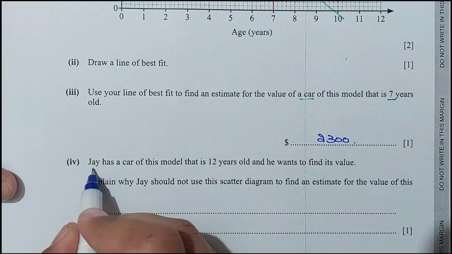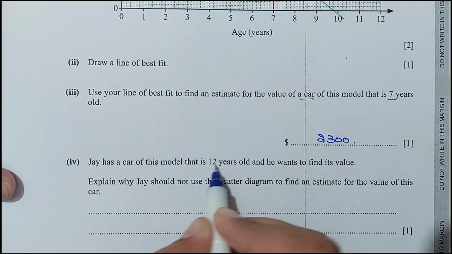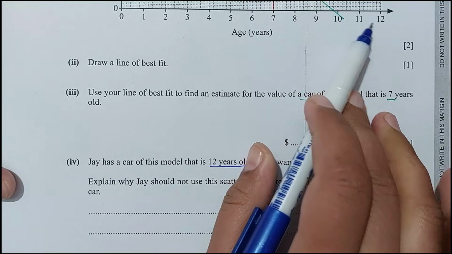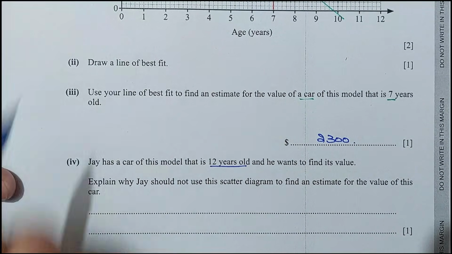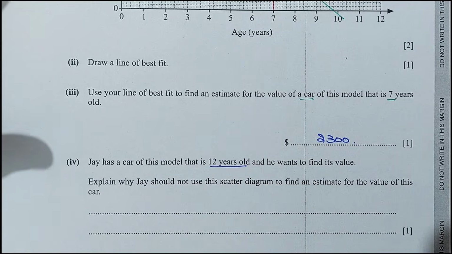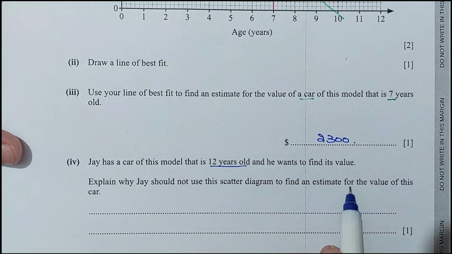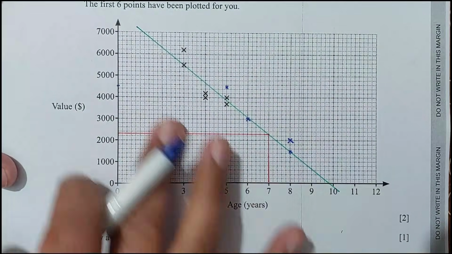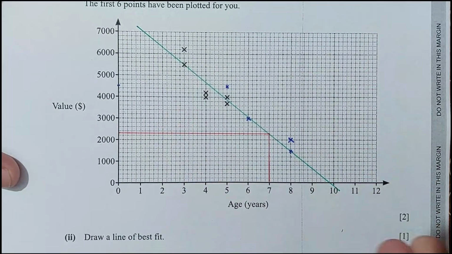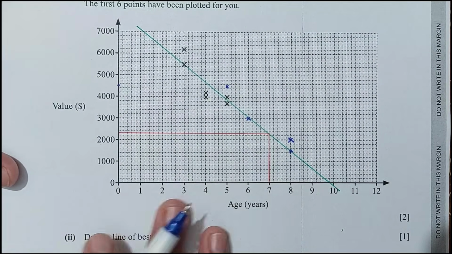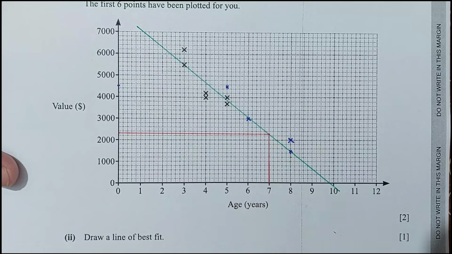Now for part 4, Jay has a car of this model that is 12 years old and he wants to find the value of that car. Explain why Jay should not use the scatter diagram to find an estimate for the value of this car. As you can see, he cannot use the scatter diagram because 12 is out of the range of the data. We have no value for 12. We have the values between 0 to 8 years of the cars, right?